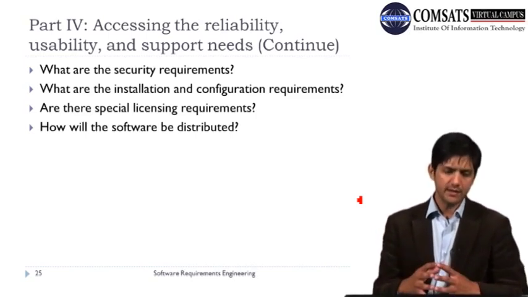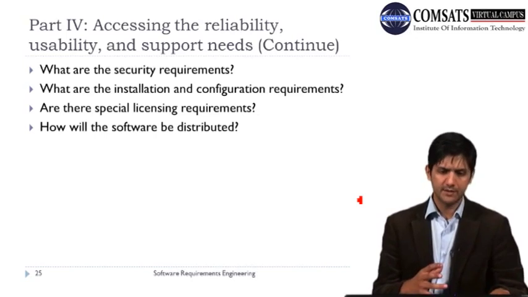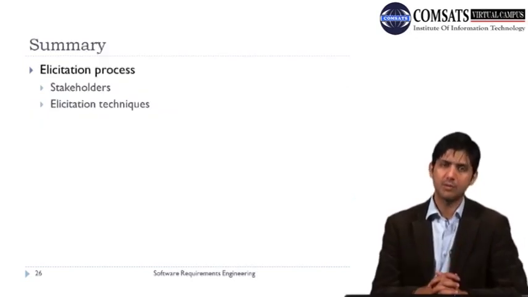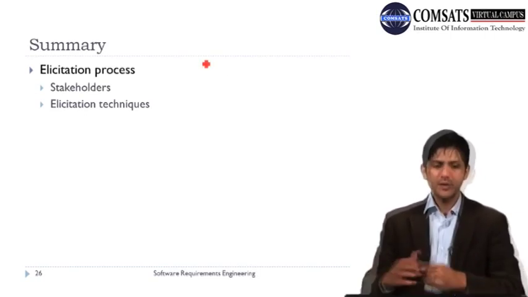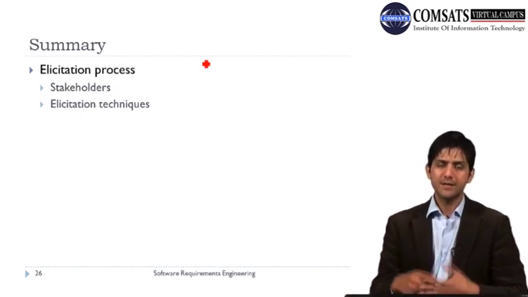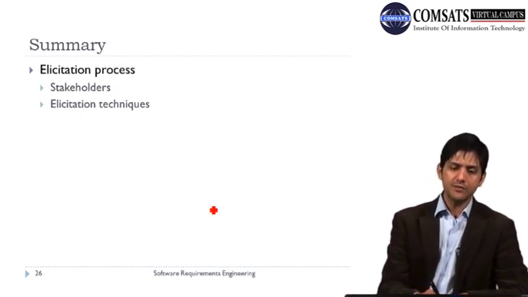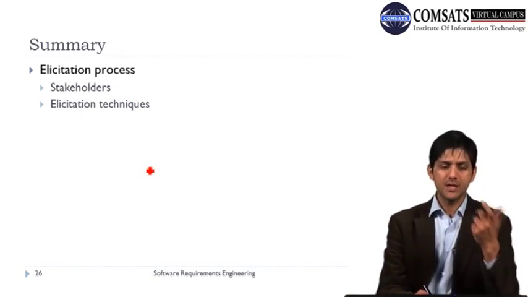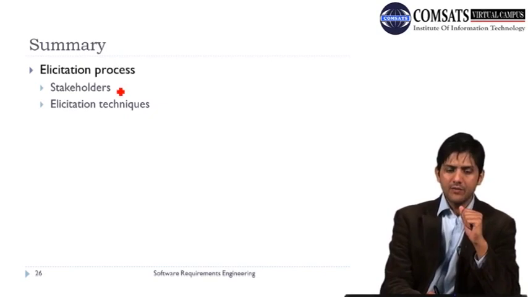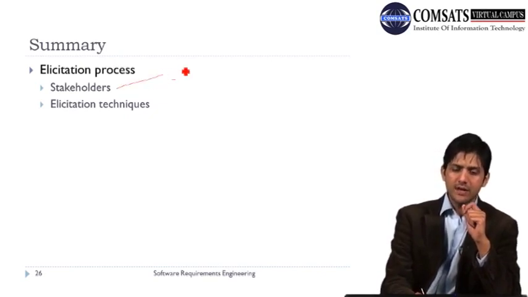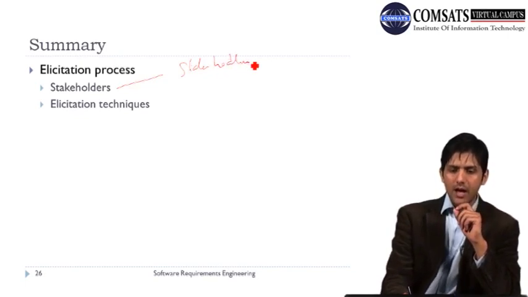Let's quickly summarize what we have already talked about in the elicitation process. Today we specifically talked about stakeholder analysis. In today's lecture we talked about the elicitation process, and specifically we talked about two things: stakeholders, and different elicitation techniques. When we talked about stakeholders, we said that we need to perform stakeholder analysis. And what does this analysis include?